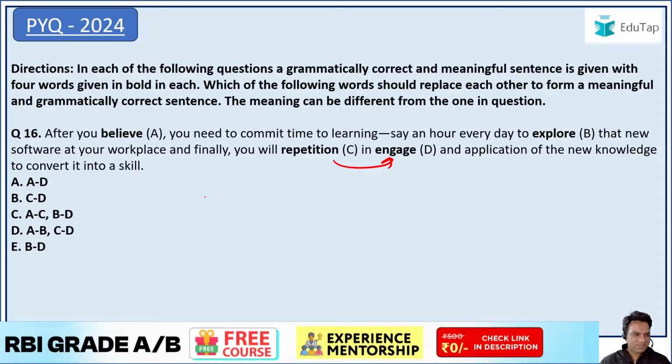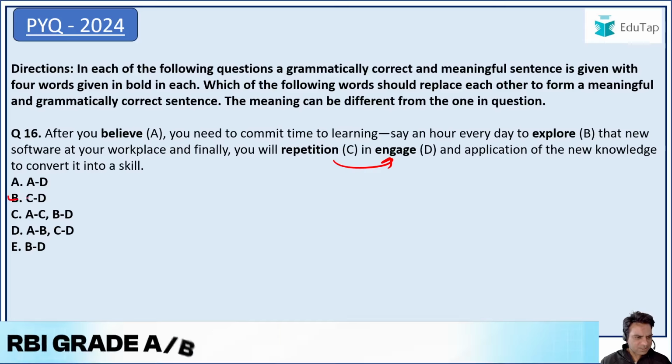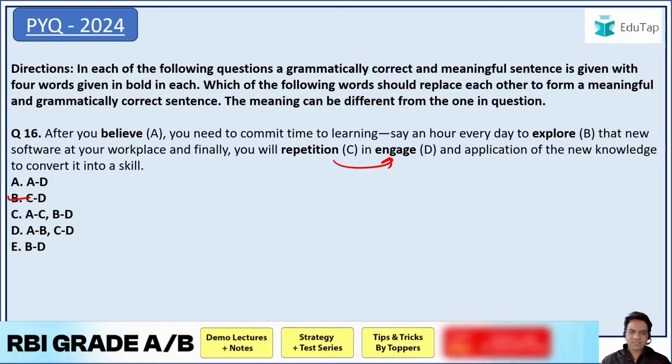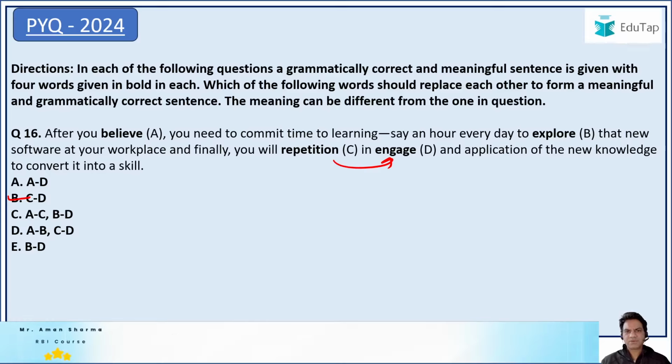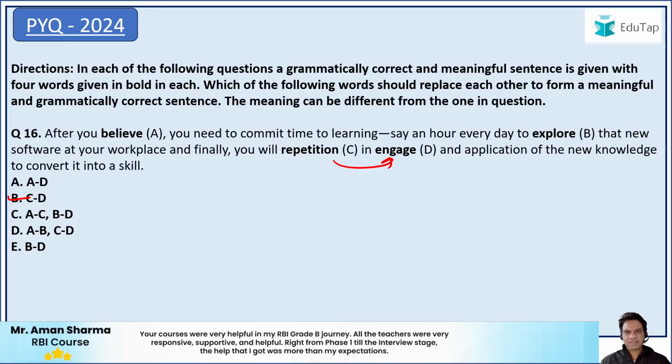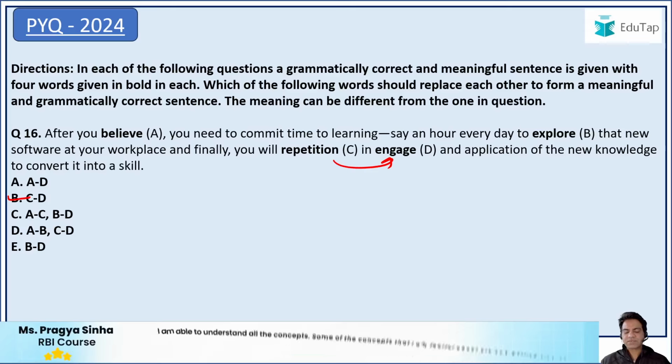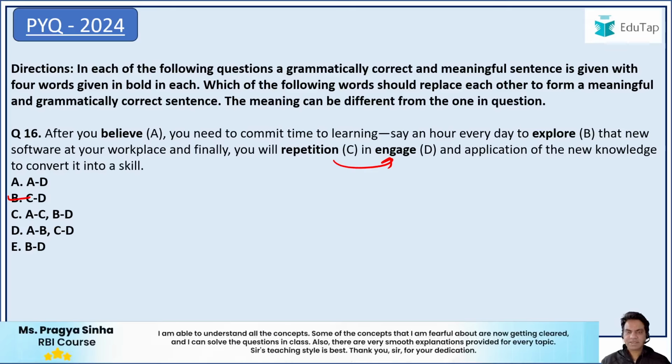So C with D. Is there any option? C with D. Yes. Option B is your correct answer. So C was to be replaced with D. So guys, you have to look at the syntax of the sentence and make a logical deduction that this word is grammatically incorrect here and it should be replaced or reshuffled with another word.